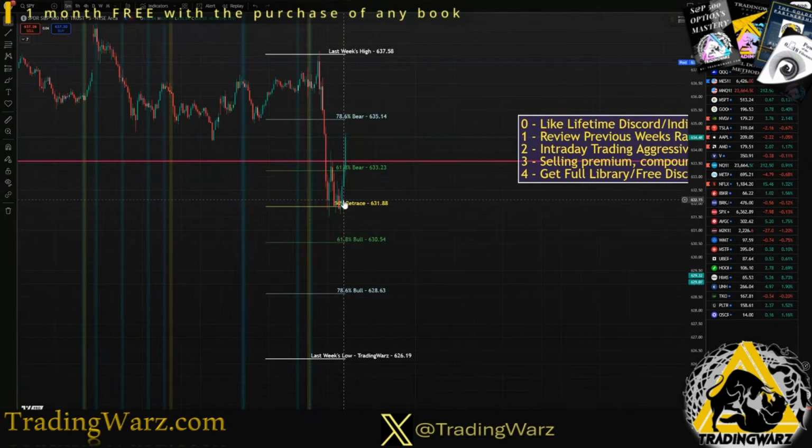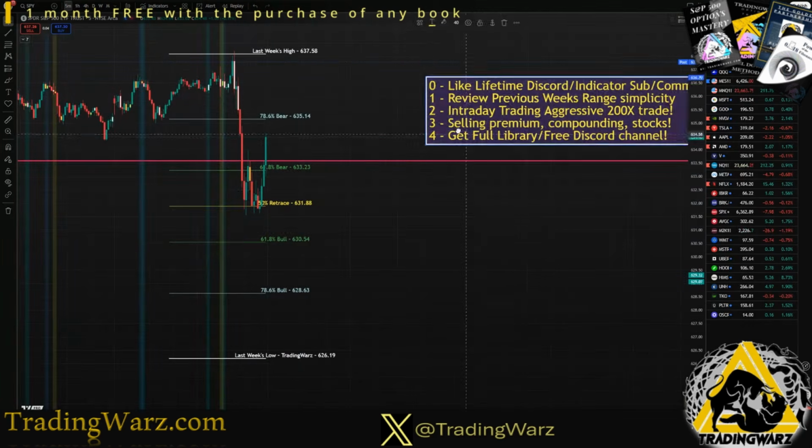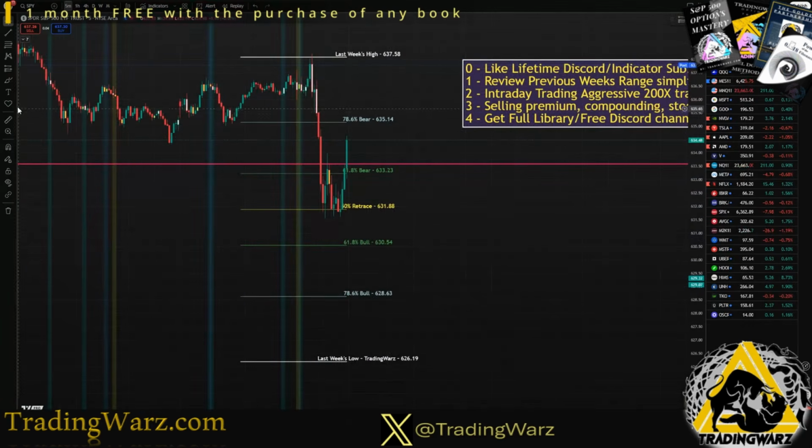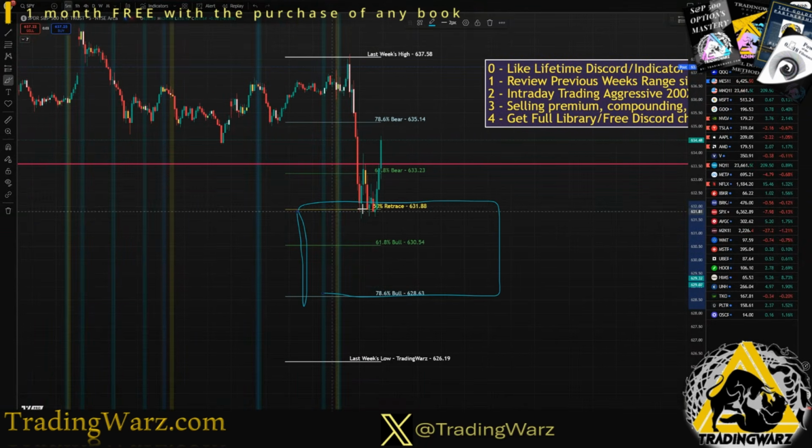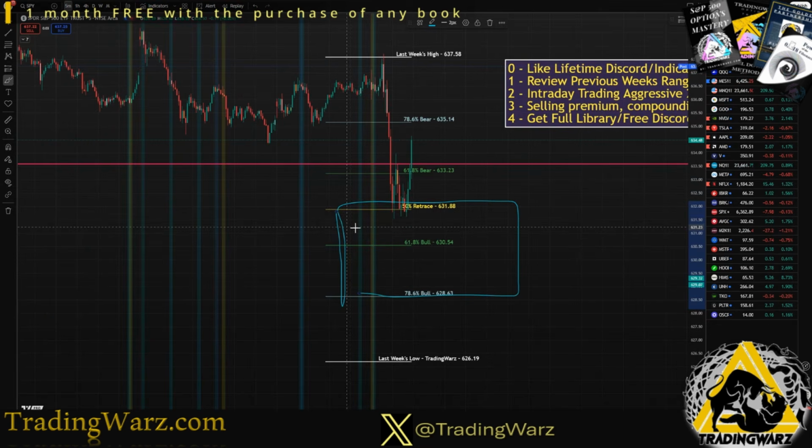And anytime we pull back, right, to the golden zone, we're looking for a bounce, okay? So here is the golden zone right here from the 50 to the 786. This is the area which literally means it's halfway back of last week's range, halfway back, right?